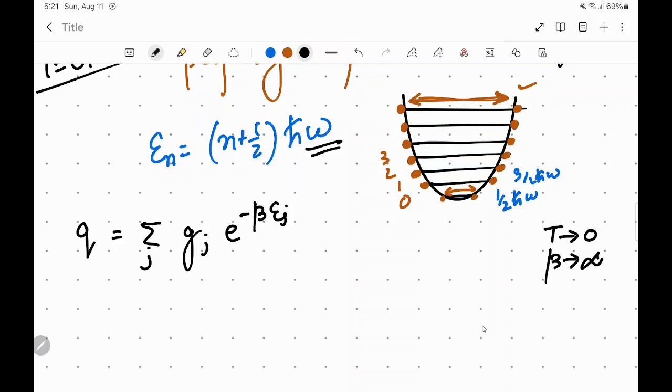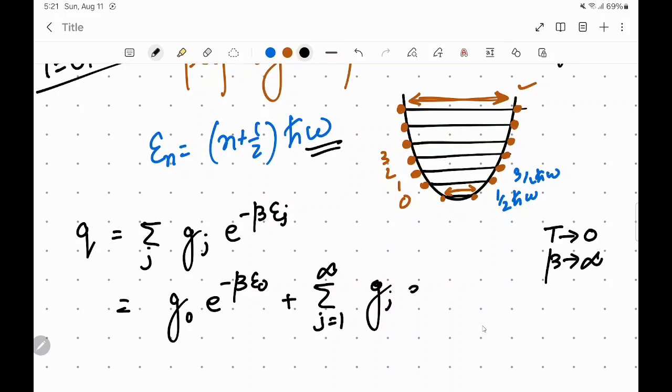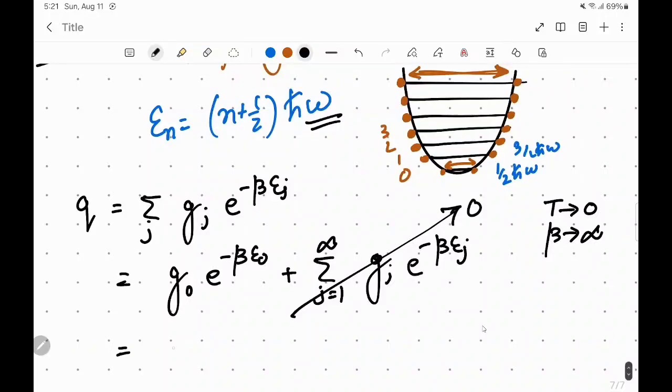If you write it, let me write g0 e to the power minus beta epsilon 0 plus sum over j equals 1 to infinity gj e to the power minus beta epsilon j. For each case here, epsilon j can't be 0. So beta is infinity, so e to the power minus infinity, every term will vanish and it will be 0. So q will be g0 e to the power minus beta epsilon 0.